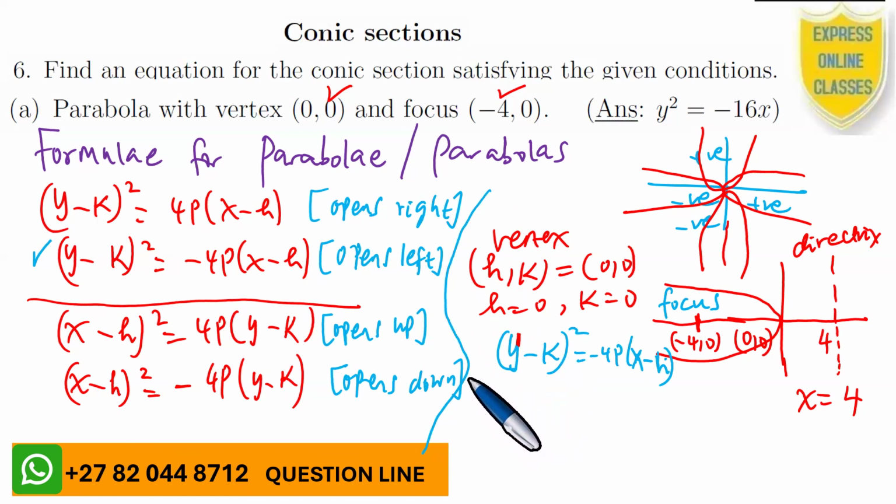Okay, now we are here. We put y minus 0 because the vertex is (0, 0), and then we have minus 4p, and then x minus 0.